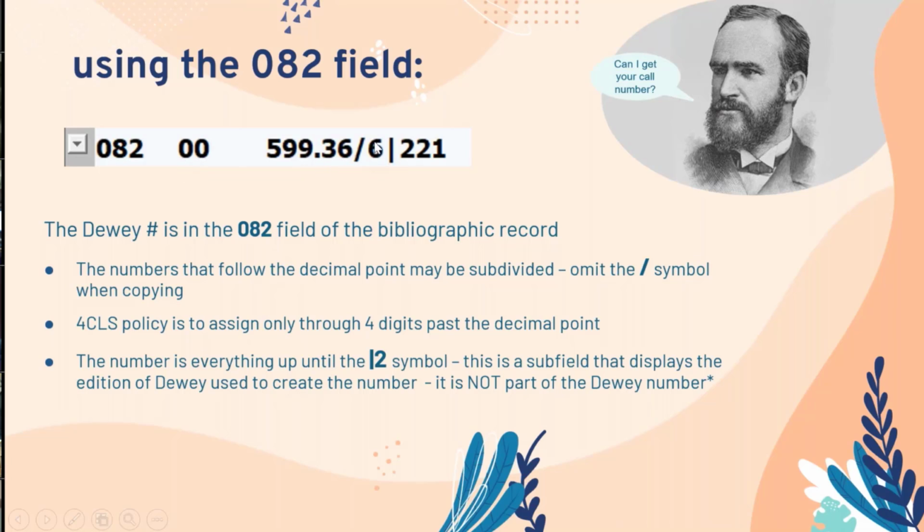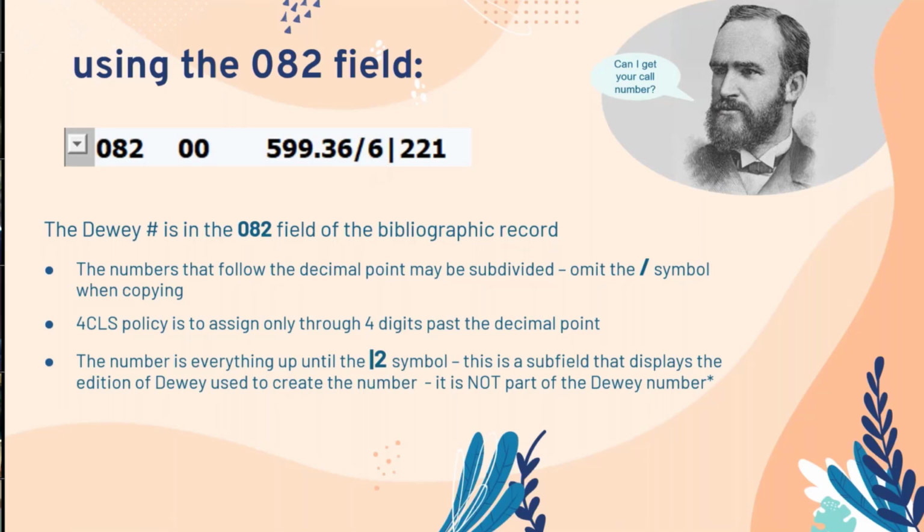It's a built number from different tables or different subjects put together. So this whole number is 599.366. We just skip the slash if we were recording it on the call number item screen.